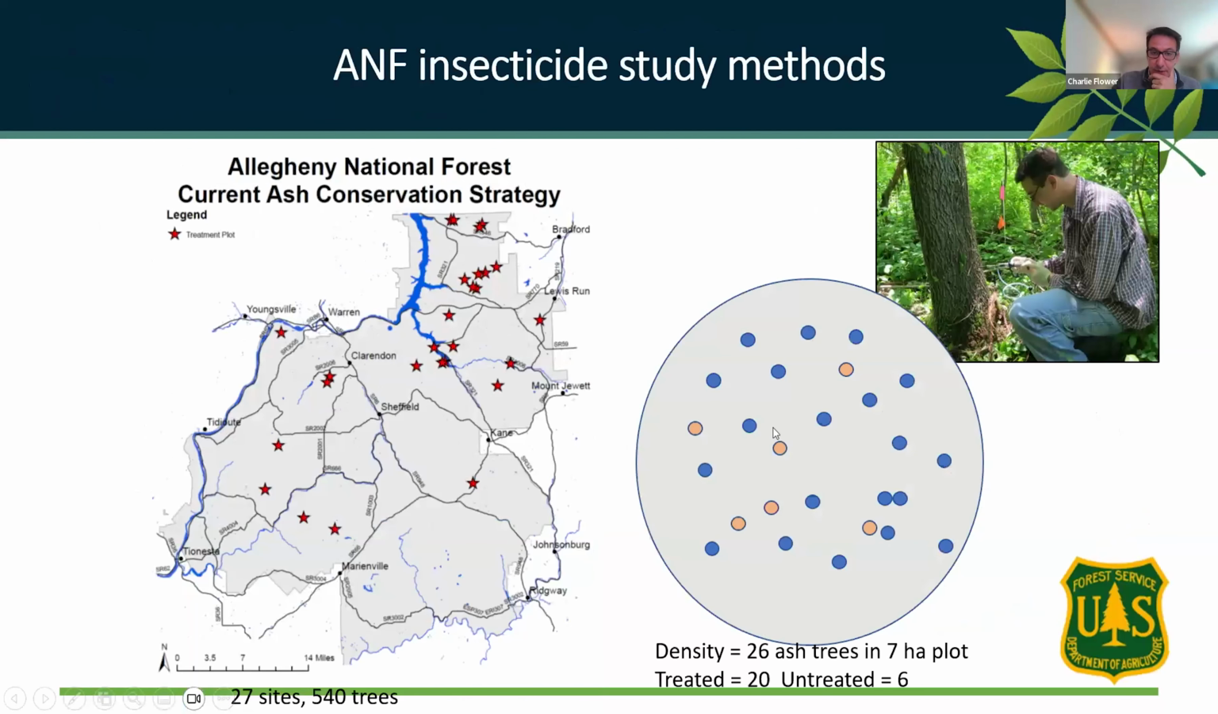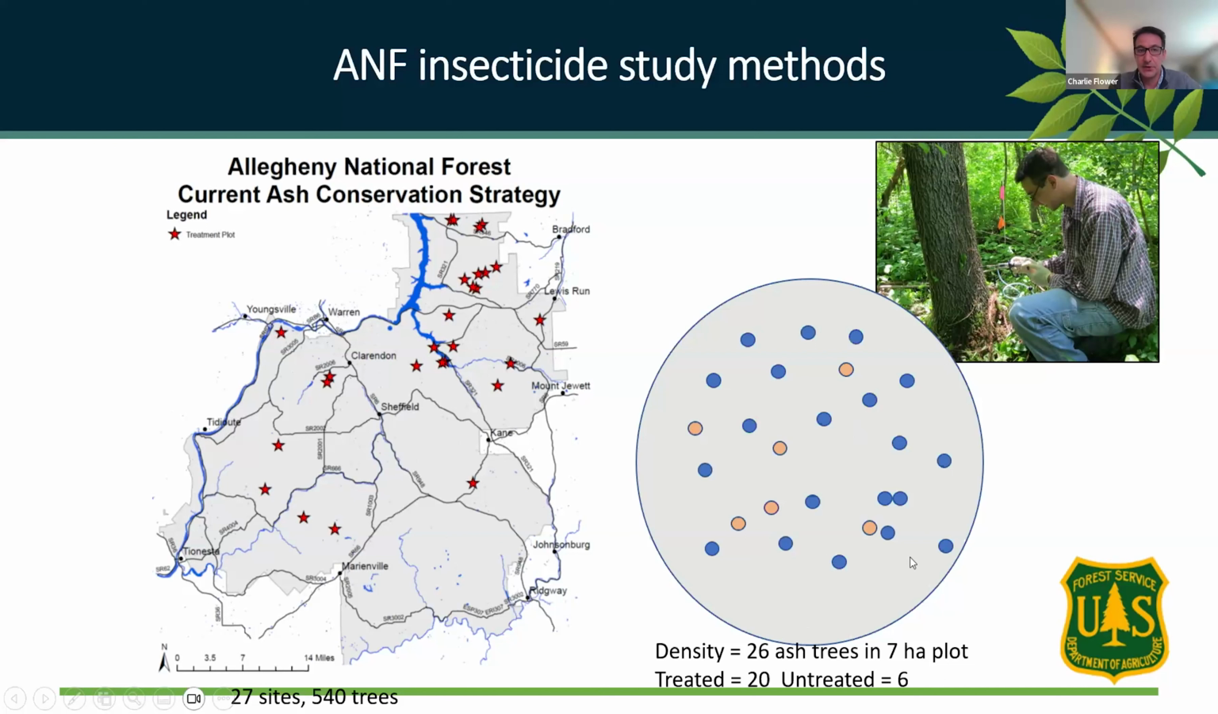So the way that we also layered into this insecticide study was an associational protection study. And so here's an example of how we set that up. Within each of these 27 plots, they're 7 hectare plots, 100-meter radius plots, we identified all the ash trees in the plot and randomly selected like 20 of them to get treated with insecticide and the remainders not to get treated. So here's a plot with 26 trees. The blue ones were treated, the 6 ones were left untreated.